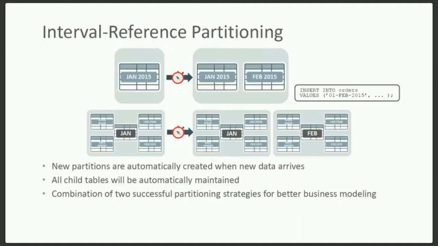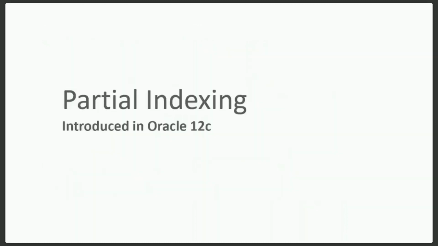So all child tables will get automatically maintained when the partitioning on the parent table changes. Basically, as new data arrives, through interval partitioning, additional partitions are created on the parent, and through reference partitioning, the same partitions get created on the child as well. So it's a combination of interval and reference partitioning.